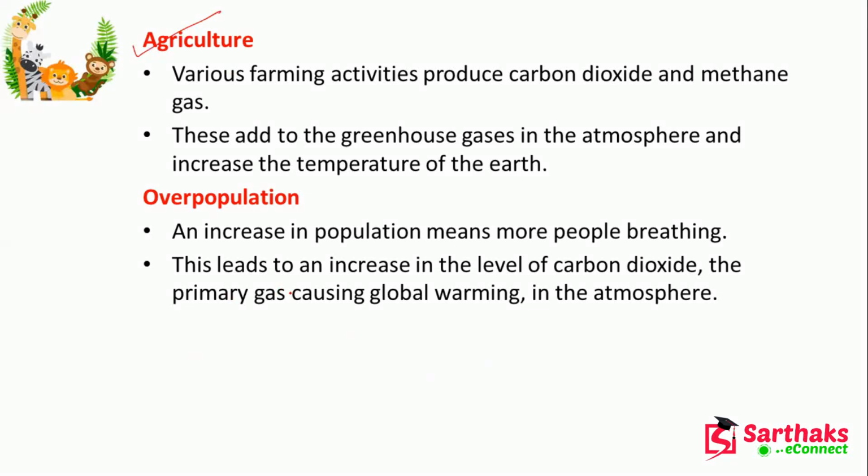Now the agriculture. One agriculture example that I can remember, that I have shown in one picture also, is the agriculture on the ashes by deforestation. Various farming activities produce carbon dioxide and methane gas. These are very dangerous for us. And these add to the greenhouse gases in the atmosphere and increase the temperature of the earth.